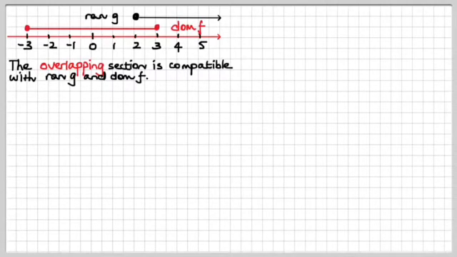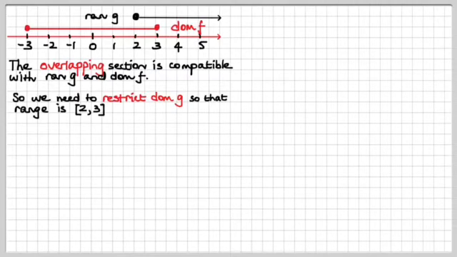That's the bit that we're going to have to restrict ourselves to in order to make this thing work, okay? Because it's the only part of the black line that fits into the criterion of the red line, if you know what I'm saying, yeah? We need to restrict dom of G so that the range is from 2 to 3 inclusive. This is what we need to do. Can you see that? Can you see it?